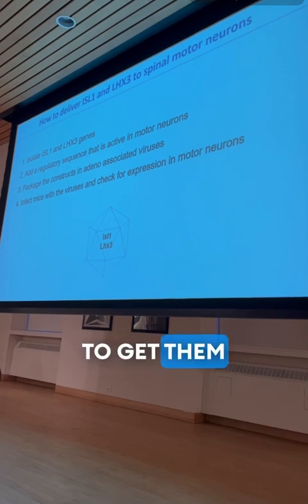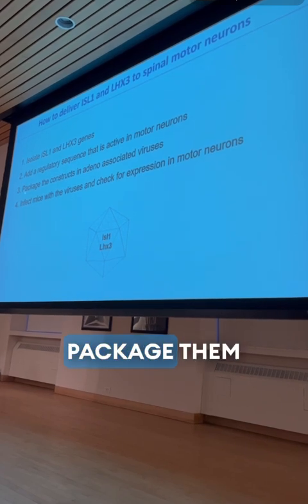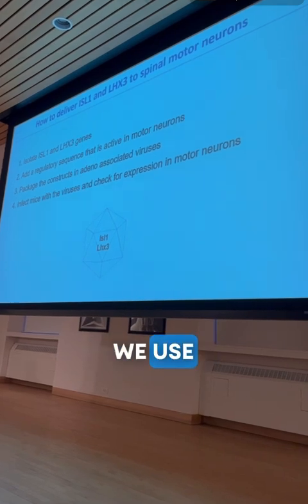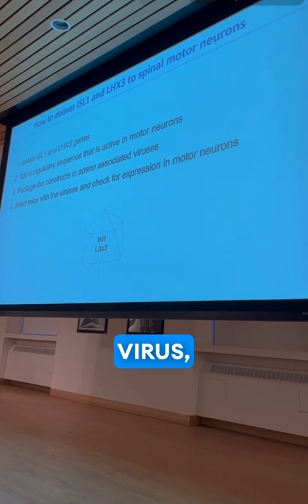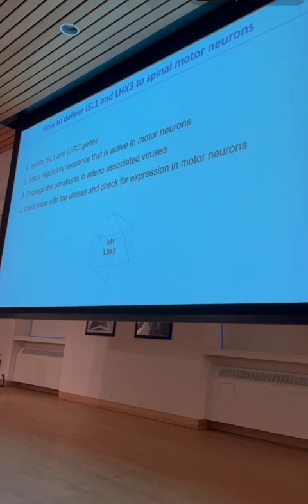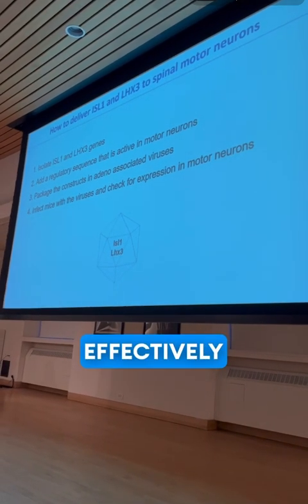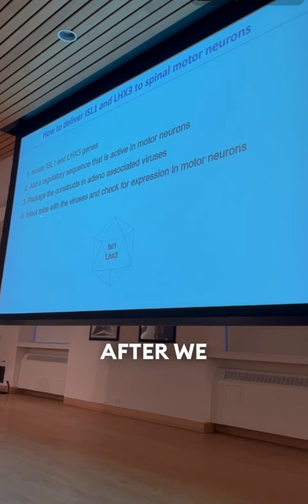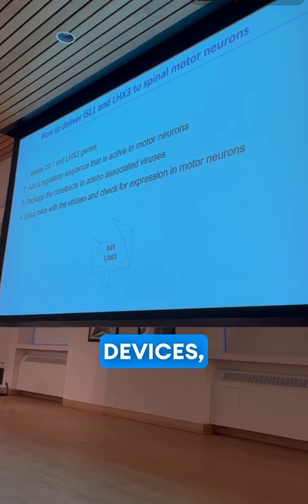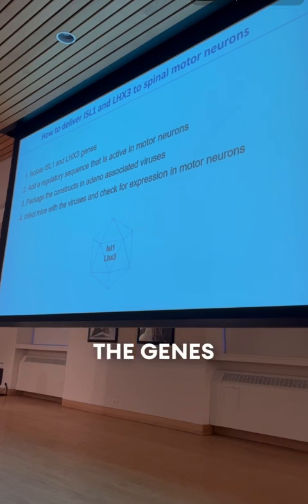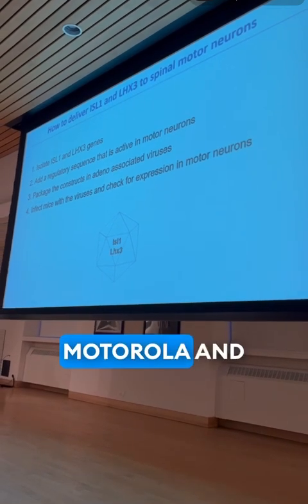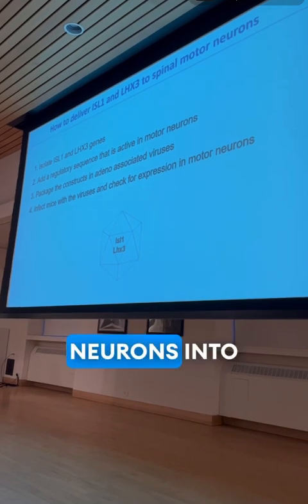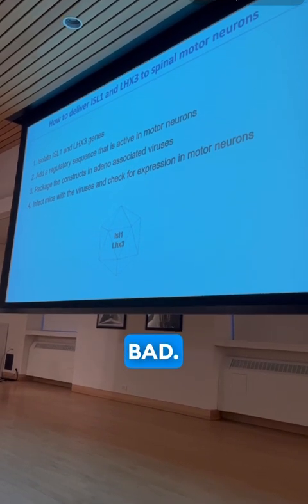And then to get them into adult motor neurons, we have to package them into viral particles. We used a virus called adeno-associated virus, which, if you inject into animals, will infect very effectively most of the neurons. And then after we infect these mice with the viruses, we have to check that the genes are turned on in motor neurons, and very selectively in motor neurons, because we did not want to reprogram other neurons into motor neurons. That could be quite bad.